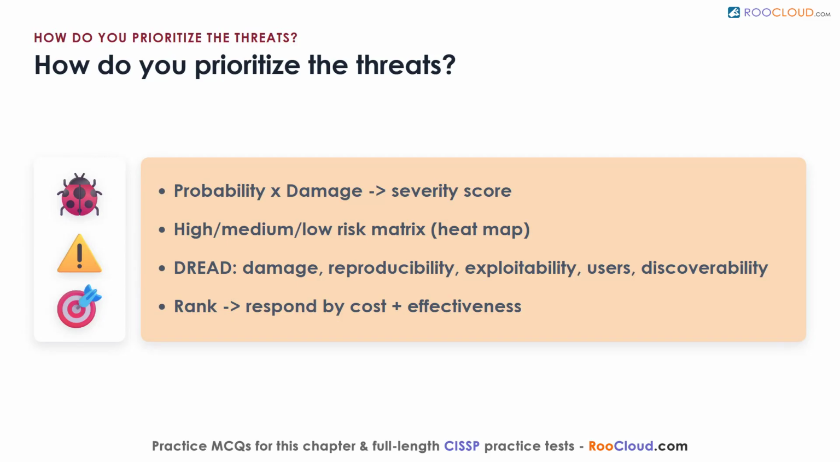A richer method rates each threat on 5 questions: damage, reproducibility, exploitability, affected users, and discoverability, to gauge its real seriousness. Once ranked, you choose responses weighted by cost and effectiveness, adjusting architecture, operations, and defenses. Think of triage in an emergency room, treating the most dangerous cases before the minor ones.